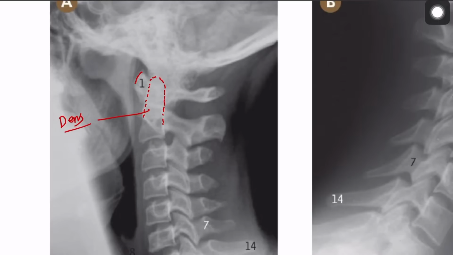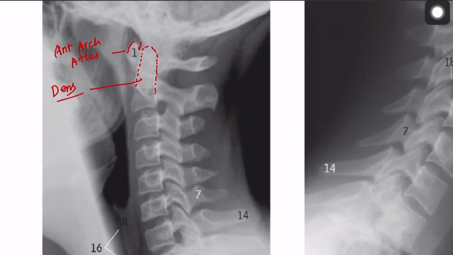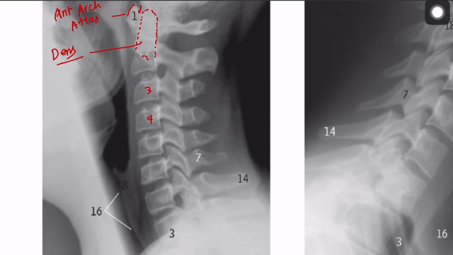And it articulates in here with the anterior arch, right? So the facet would be sort of here. So this is the anterior arch of atlas, okay? And moving down, if we want to start counting, this is number 2, and this is 3, and this is 4, and this is 5, and this is number 6. Number 6 looks like the lamina for the cervical 6. And 14 looks like the spinous process of C7, okay?